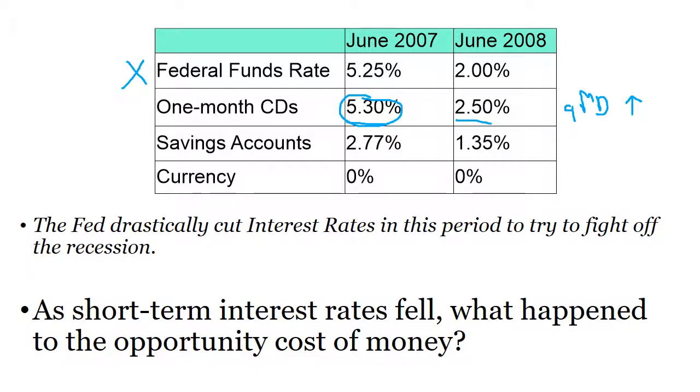Same idea with savings accounts. The more money you will earn in interest in your savings account, the more money you're willing to put in the bank. As the interest rate paid to you in your savings account falls, your desire to save money in the bank falls as well. So as short-term interest rates fall, the opportunity cost of holding on to that cash is decreasing.